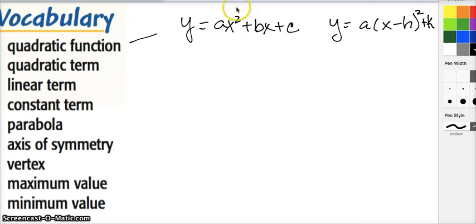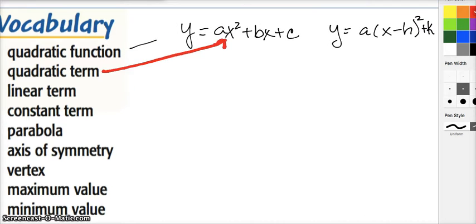If you notice, this term right here has an x to the second power, and if I were to FOIL this out, I would end up with x to the second power after FOILing all of this information out here. So what is distinctive about a quadratic function is that we have an x squared term. The quadratic term, as you might have guessed, is that term right here. It's the x squared term. So in red, we see that that is the quadratic term.